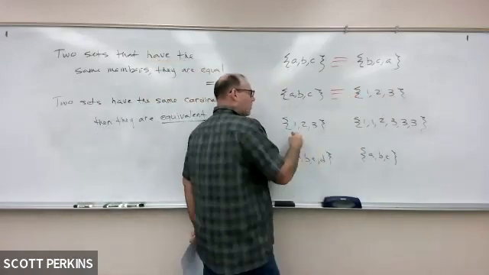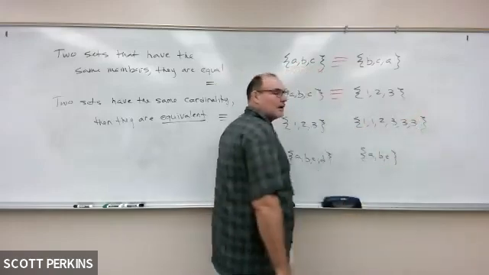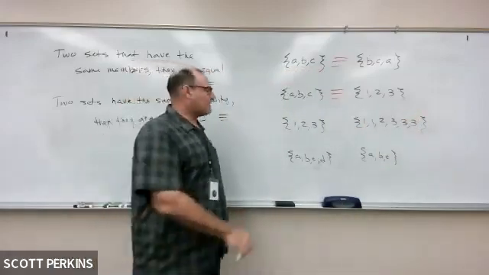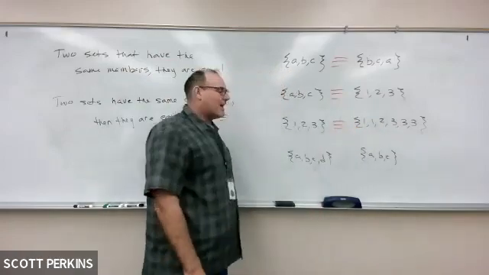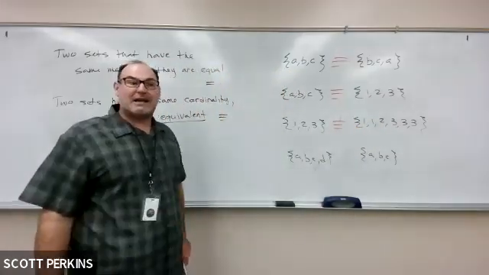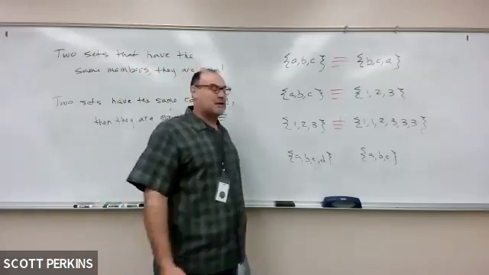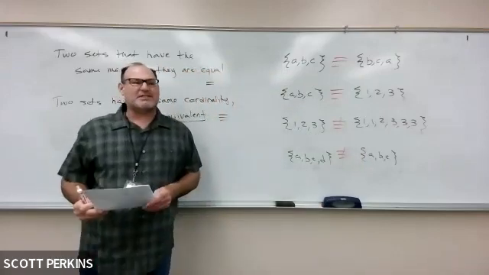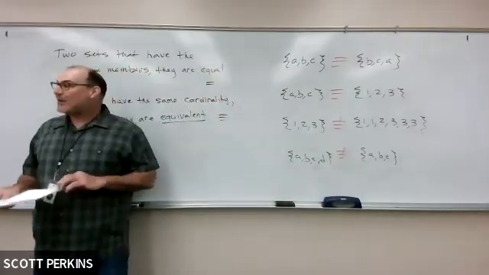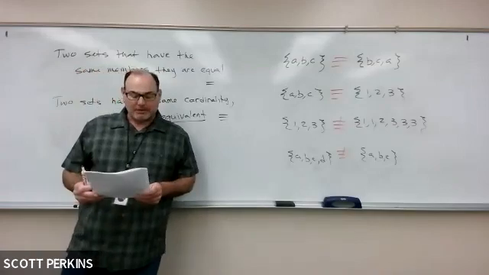The next one, 1, 2, 3, and then 1, 1, 2, 3, 3, 3, equivalent or not equivalent? Yeah, this one has 3, this one has 6. The cardinalities are different, so not equivalent. And then last but not least, A, B, C, D, and A, B, C, equivalent or not equivalent? Not. Again, one has 4 elements, one has 3. Cardinal equivalence is all about how many elements are there? Do they have the same number?